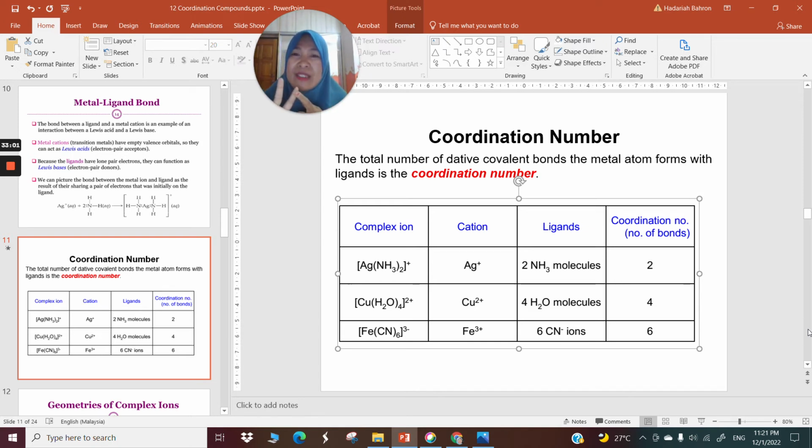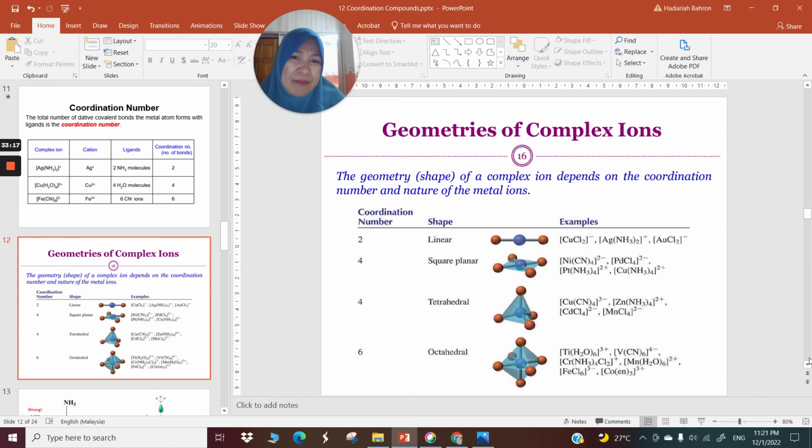Oxidation number of the metal is the charge of the metal center, and the coordination number is how many bonds have been created between the metal center and the donor atoms surrounding it. Yeah, it's really quite simple. And the coordination number of that metal will determine the geometry or the shape.